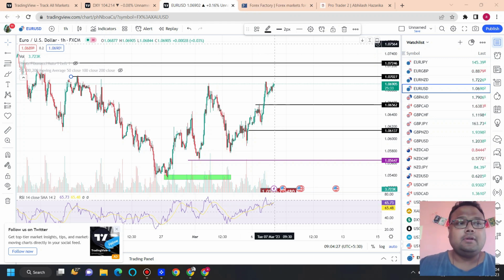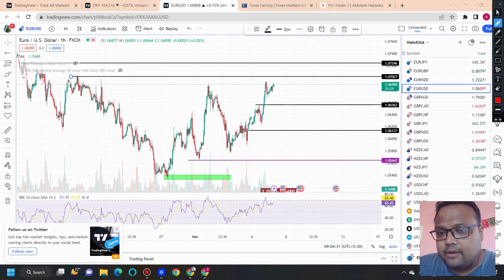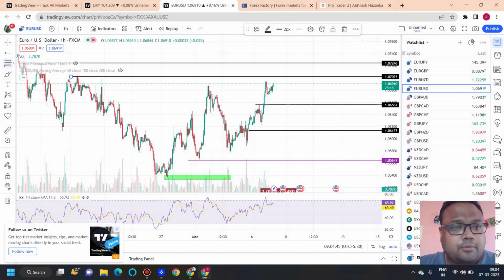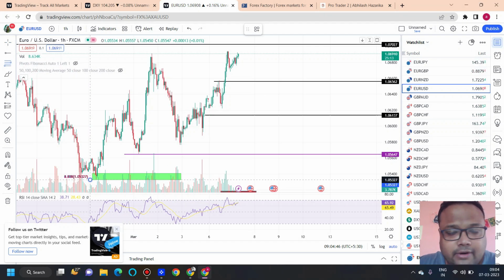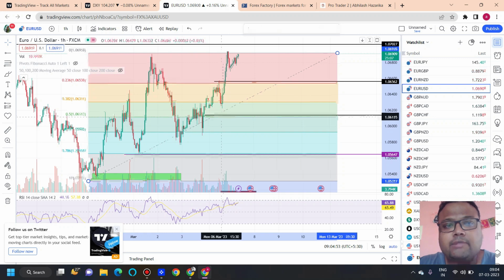Be very careful. And on the other hand, if you see market falling, then you can expect 1.0613 to 1.0600 to act as the support for the market. But this support is also not very strong. We have derived this support from the Fibonacci retracement level. This is the Fibonacci 50% retracement level.